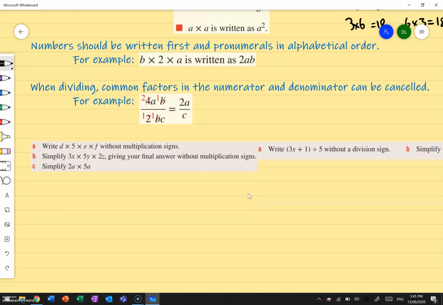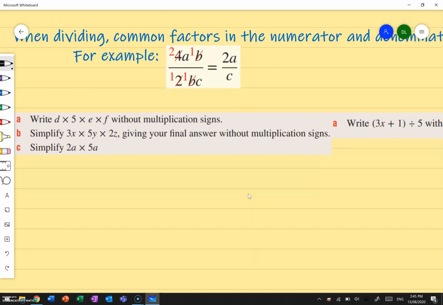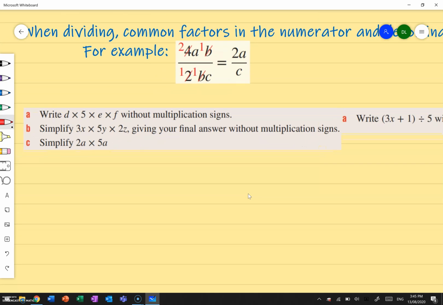So on the left, I've got: write D times 5 times E times F without multiplication signs. This one's quite straightforward. All it's saying is you write the number first, so 5, and then whatever comes first in the alphabet. I know that D comes first, and then E, then F, and that's it. I've written D times 5 times E times F without multiplication signs as 5DEF.